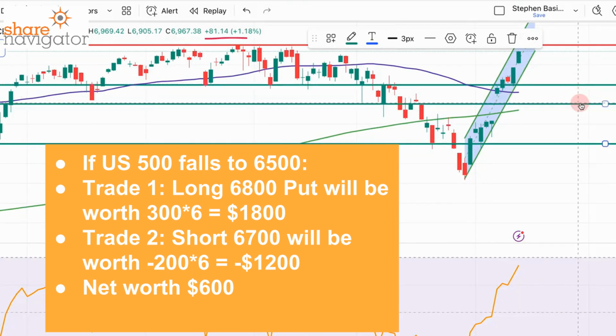Okay, but don't forget we sold this one at 6,700. That's going to be down 200, the difference between the strike and the current value. So it'll be 6 times 200, which will be minus 1,200. So this position will have been worth 1,800 minus 1,200, which will be 600.